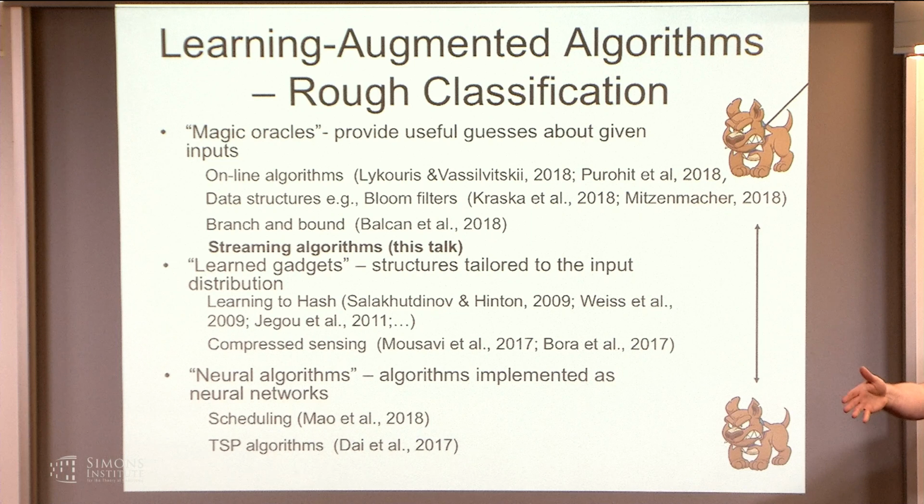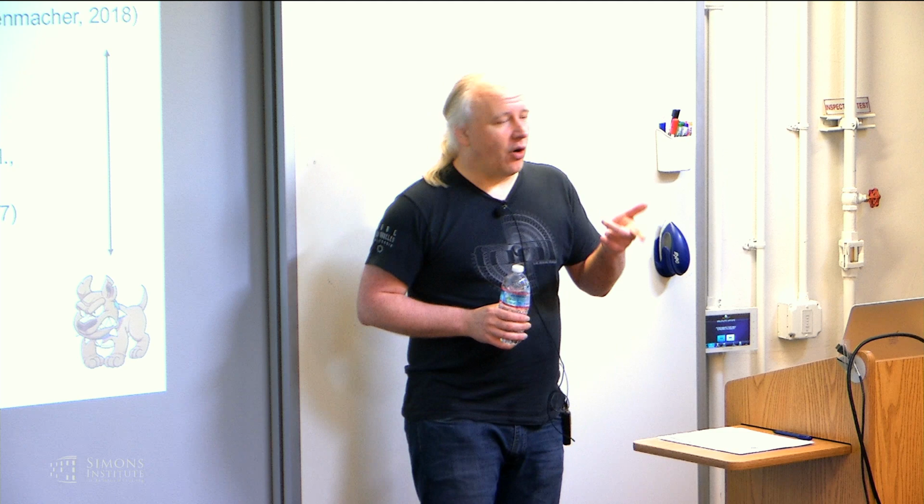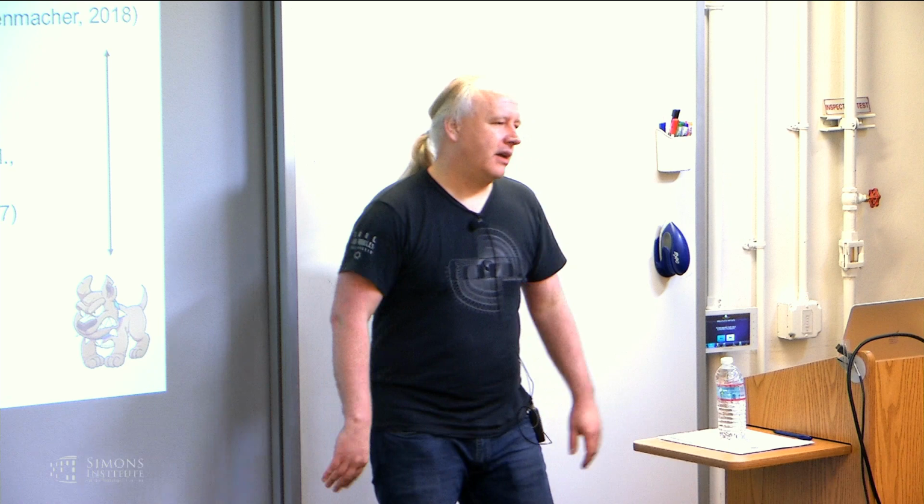Because it helps thinking about various forms of design. Yes? Do you think about machine learning as a tool to improve, say, running time and space, or to improve the accuracy? Well, in a way, both, right? Because our focus is on streaming algorithms, and then there is a trade-off between space and accuracy. So depending on the situation, you try to improve one or the other.